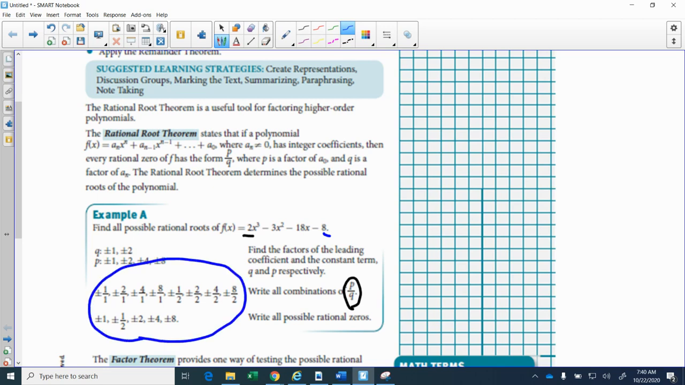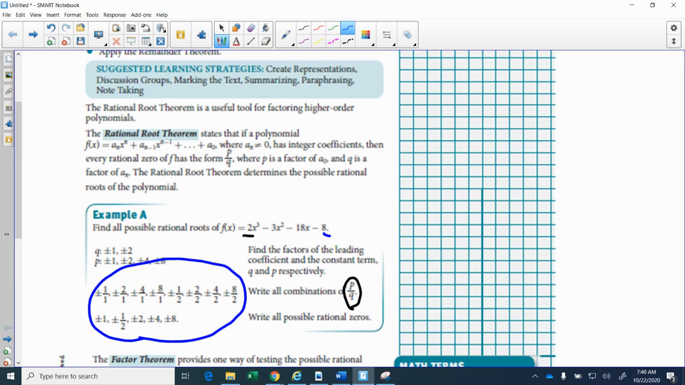All this is really doing is limiting what we actually have to test. Because if you think about it, when you try to think of a possible zero, that could be any value on the x-axis. It could be anything from negative infinity to positive infinity. So what the rational root theorem really creates is an opportunity for us to narrow down what our possible answers are. In that list circled in blue, there are possible zeros built into it.